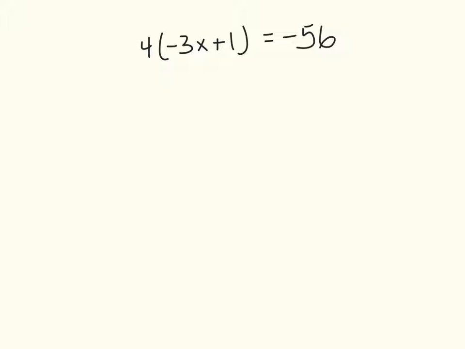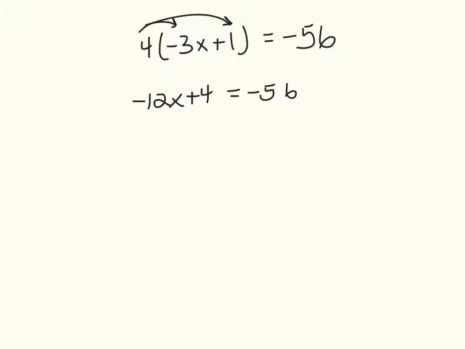All right, here I've got 4 groups of negative 3x plus 1. So 4 times negative 3x and 4 times 1. 4 times negative 3x is negative 12x. If you're struggling with your multiplies when there's a negative, just use your calculator. 4 times negative 3 is negative 12. 4 times positive 1 is positive 4. And that equals negative 56.